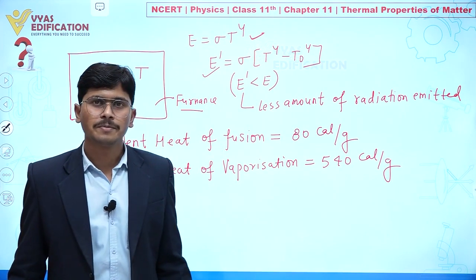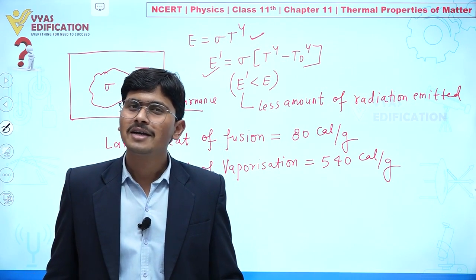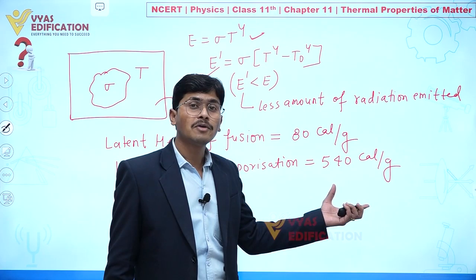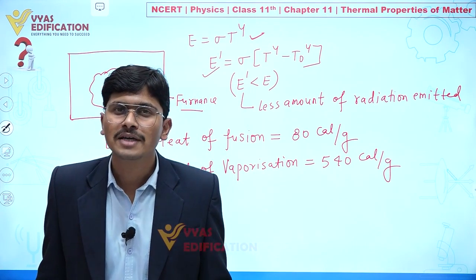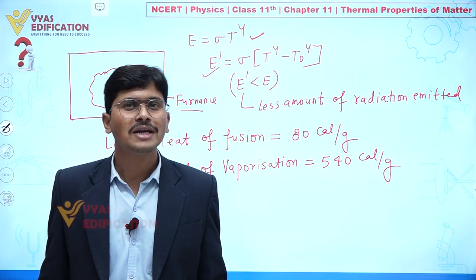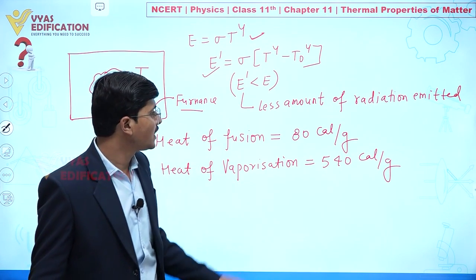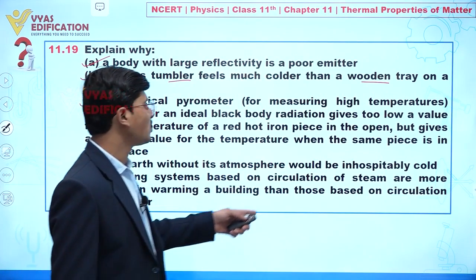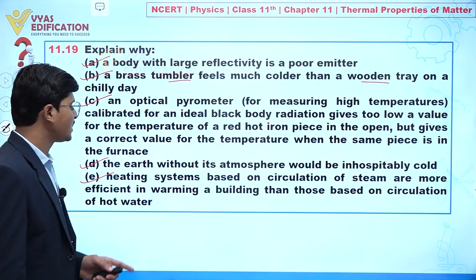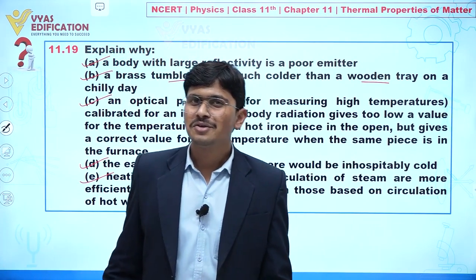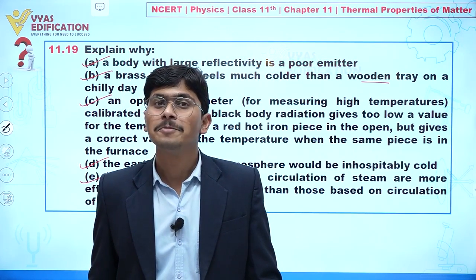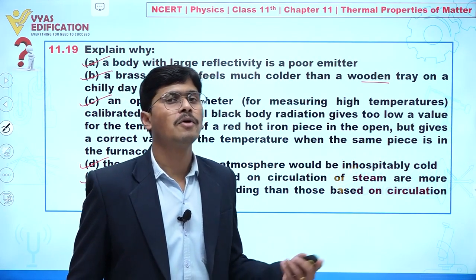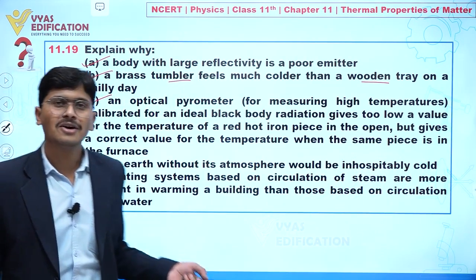So from here you can observe, if you want to convert 1 gram of water into steam, then definitely we see a much greater amount of heat. Yes or no? It means if I am circulating steam, more heat can be extracted from the steam. That's why heating systems based on circulation of steam are more efficient in warming a building. Clear? Actually you have to take the utmost care whenever you are dealing with steam, because it is very dangerous: the pressure created will be high and more heat is generated. Clear? So this is all about this question.